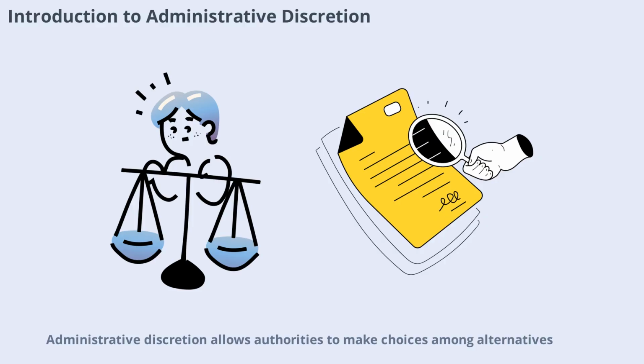Administrative discretion allows authorities to make choices among alternatives, but these choices must be guided by reason and justice, not personal whims. As we journey through this topic, we'll see how the law ensures that such power is exercised responsibly, protecting both public interest and individual rights.